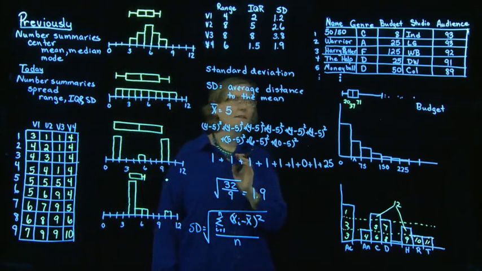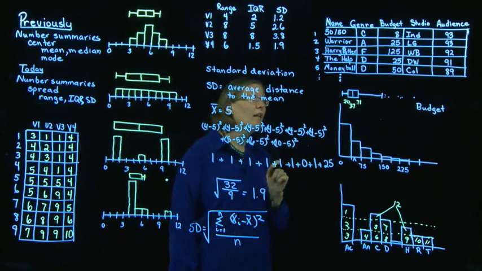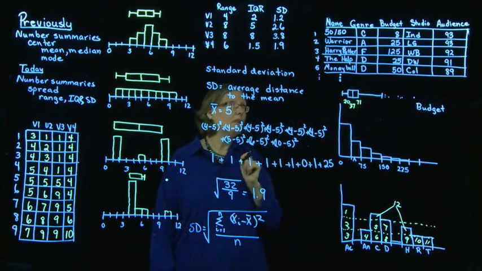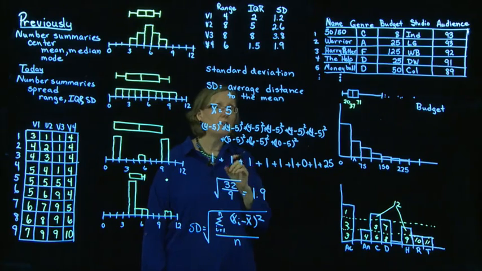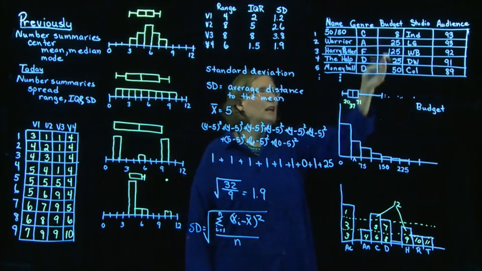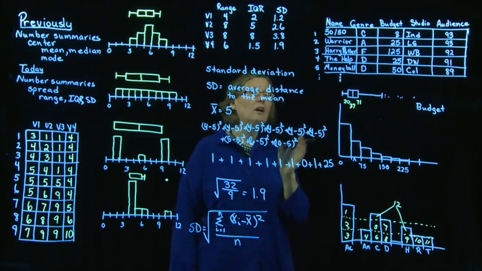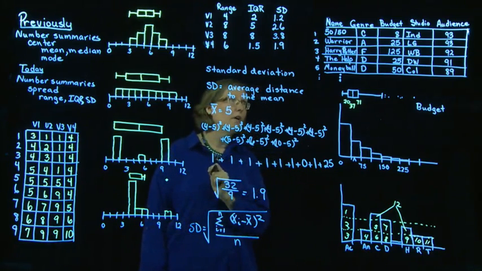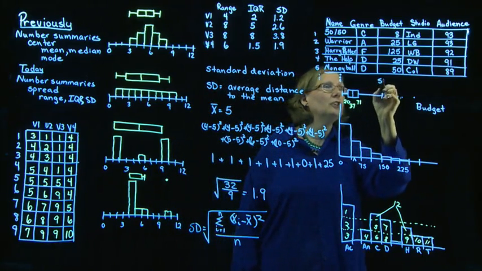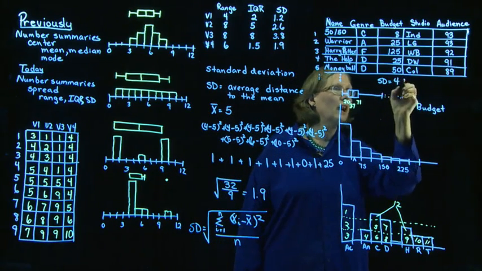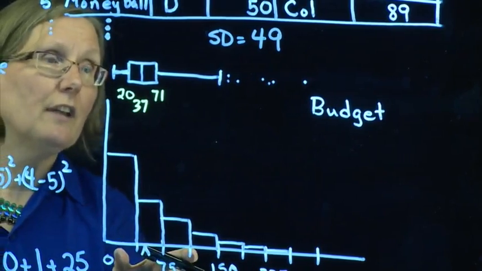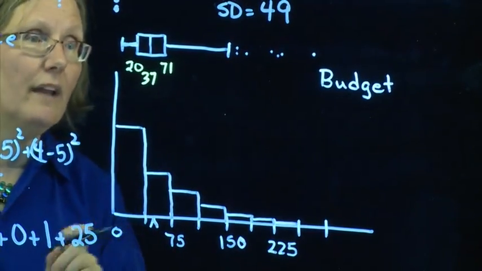Now that you know how to calculate the standard deviation, let's talk about it for the budget of our movies data set. The average budget was $53.5 million. So to calculate the standard deviation, just as we did here, you would take each budget minus 53.5, square it, sum it up, divide by the number of observations, and then take the square root. When you do that, you get the standard deviation of budget is equal to 49. Our mean was 53, but on average, the data points are 49 away from the mean.